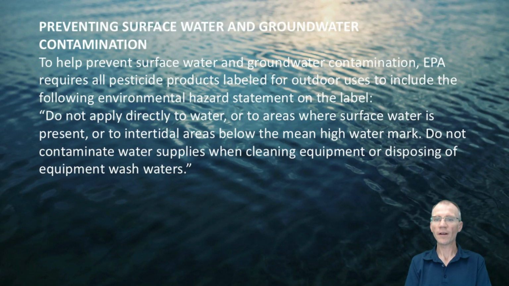Preventing surface water and groundwater contamination. To help prevent surface water and groundwater contamination, EPA requires all pesticide products labeled for outdoor uses to include the following environmental hazard statement on the label. Do not apply it directly to water or to areas where surface water is present or to intertidal areas below the mean high water mark. Do not contaminate water supplies when cleaning equipment or disposing of equipment wash waters.